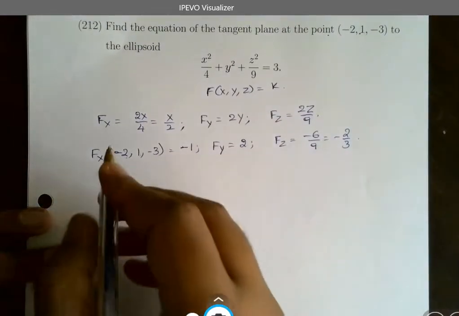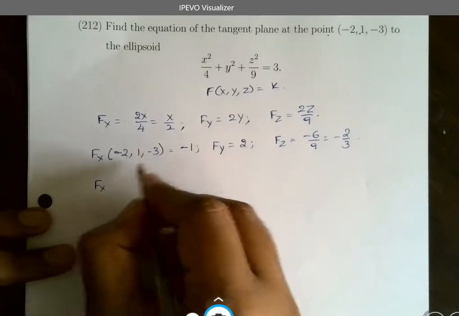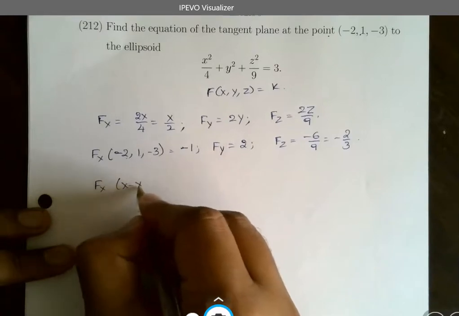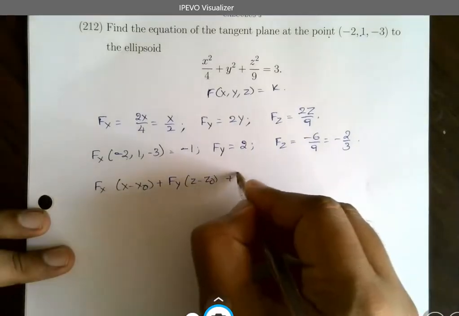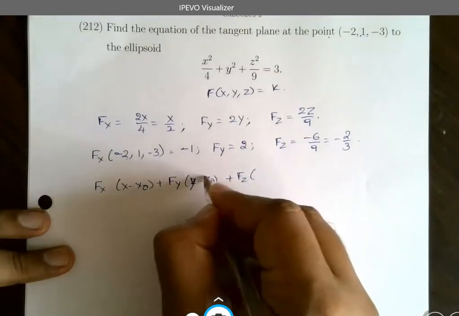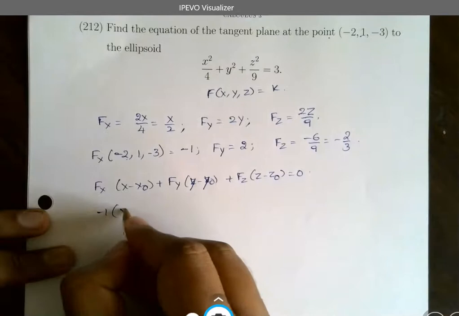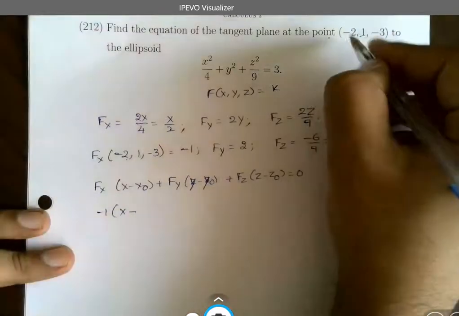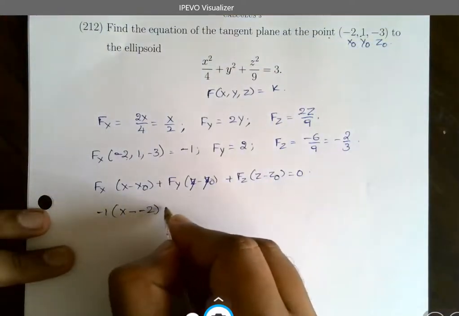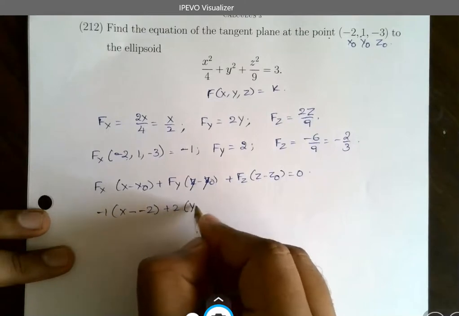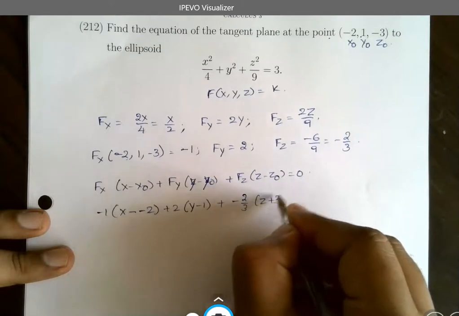So now the equation of the tangent plane is going to be, remember that it was fx times (x minus x naught) plus fy times (y minus y naught) plus fz times (z minus z naught) equals 0. So in this case it's going to be negative 1 times (x minus x naught). This is x naught, that is y naught, this is z naught. Okay, minus 2, plus fy, which is plus 2 times (y minus 1), plus fz, which is negative 2/3 times (z plus 3) equals 0.